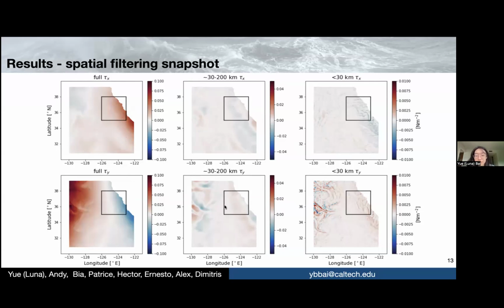I forgot to mention that this black box here is the location of where the NASA S-MODE in situ experiments are happening. We're going to do more detailed 2D analysis in this black boxed region. And then we're also going to compare some of the S-MODE observations with what's happening in the LLC data in this region.